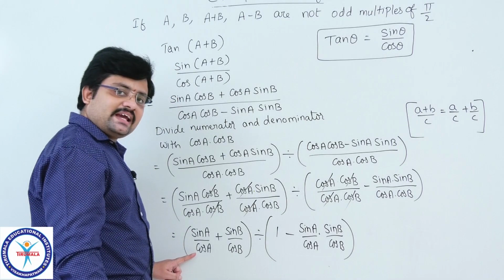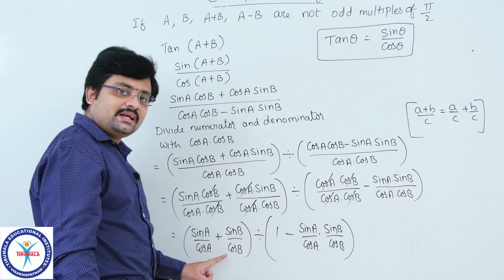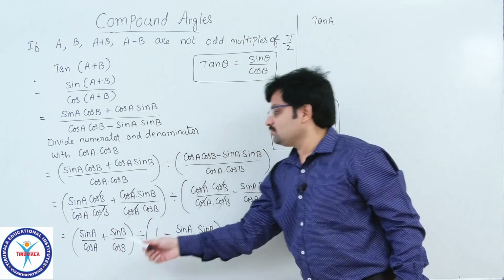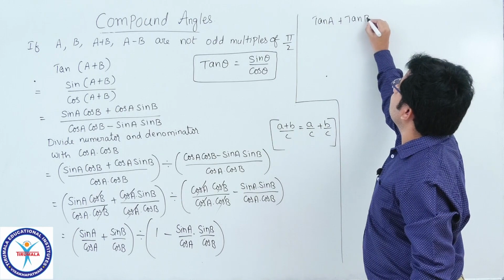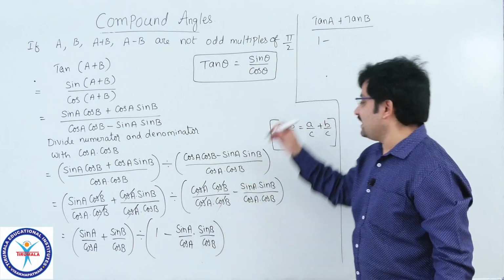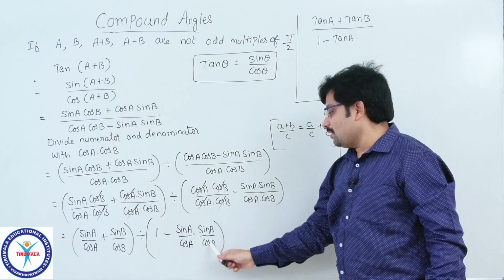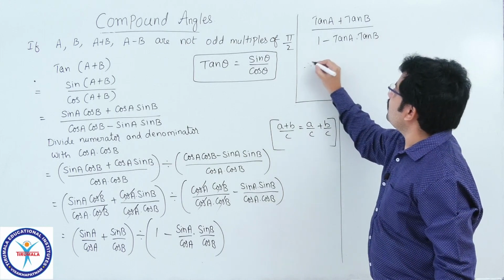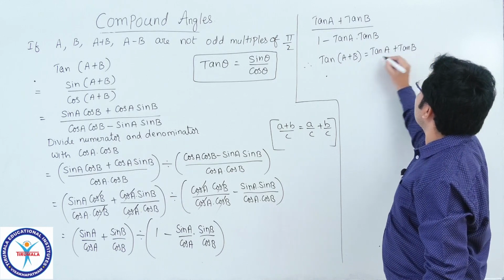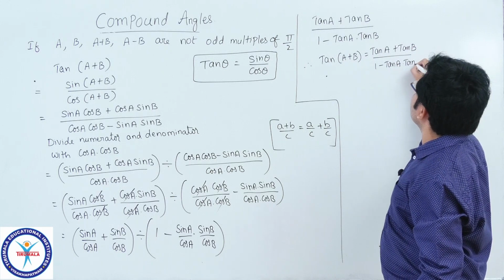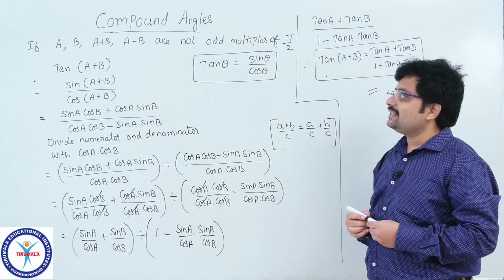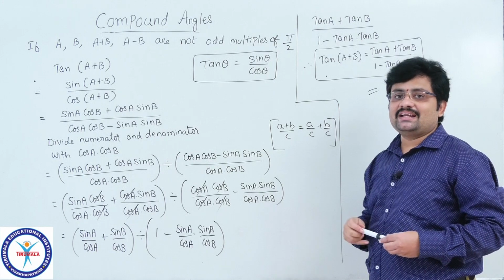Here sin A by cos A is nothing but tan A, and sin B by cos B is tan B. So it can be written as tan A plus tan B divided by 1 minus tan A into tan B. Therefore, tan(A+B) is written as tan A plus tan B by 1 minus tan A tan B. So this is the formula for tan(A+B).